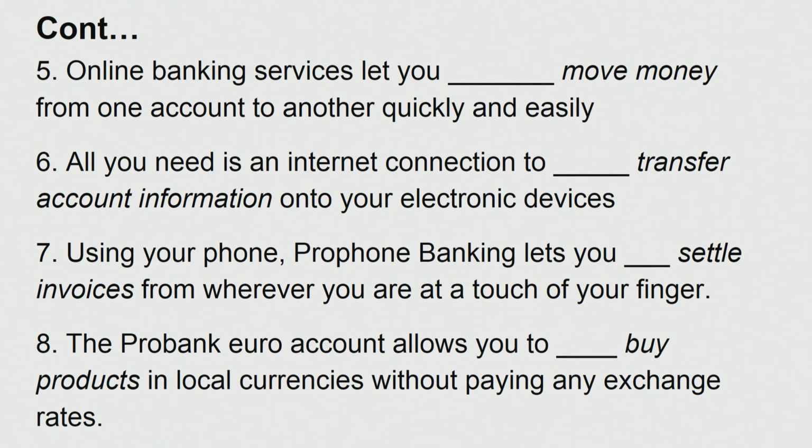Next one, online banking services let you move money from one account to another quickly and easily. Next one, all you need is an internet connection to transfer account information onto your electronic devices. Number 7, using your phone, Prophone banking lets you settle invoices from wherever you are at a touch of your finger. Number 8, the Pro Bank Euro account allows you to buy products in local currencies without paying any exchange rates.